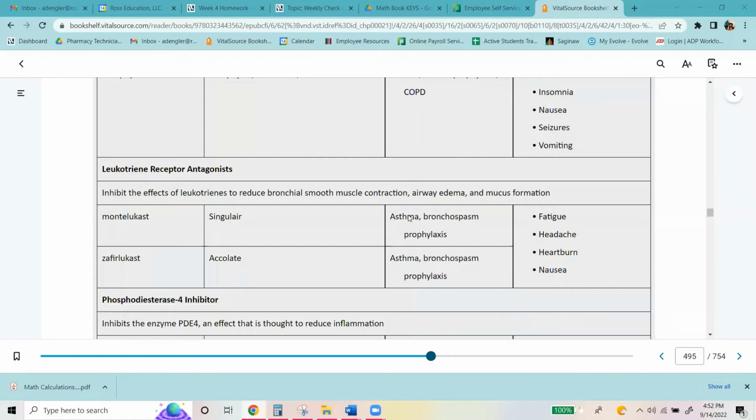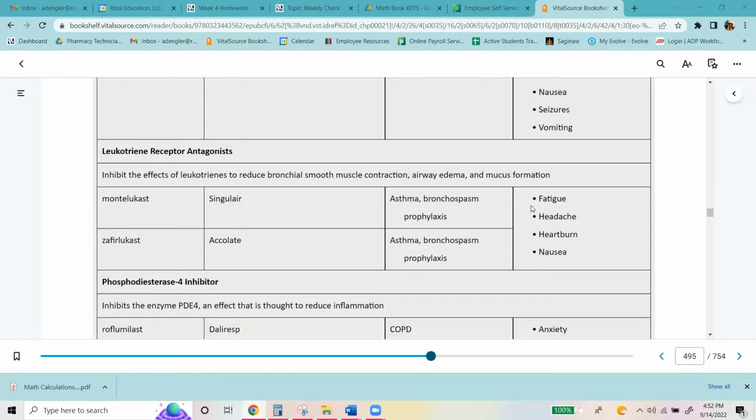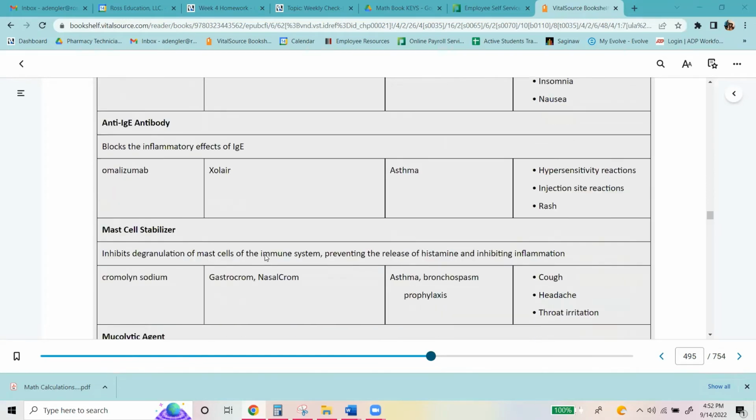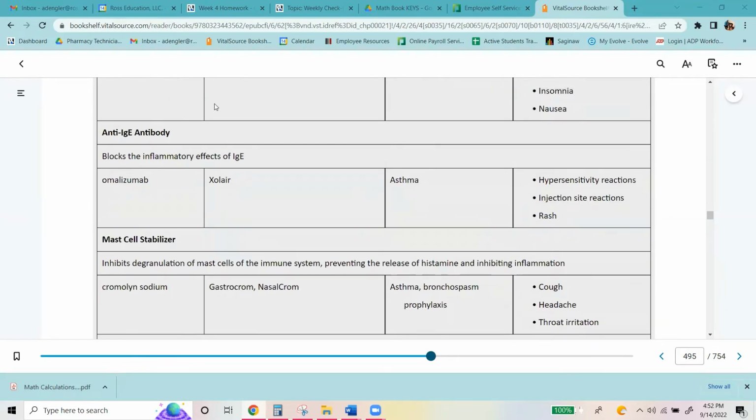We have leukotriene receptor antagonists. They inhibit the effects of leukotrienes to reduce bronchial smooth muscle contraction, airway edema, and mucus formation. So we have Singulair, Montelukast, and Accolate. We have phosphodiesterase 4 inhibitors that inhibit the enzyme PDE4, an effect that is thought to reduce inflammation. So we have Daliresp. We have anti-IgE antibodies, which block the inflammatory effects of IgE. So we have Xolair for asthma.